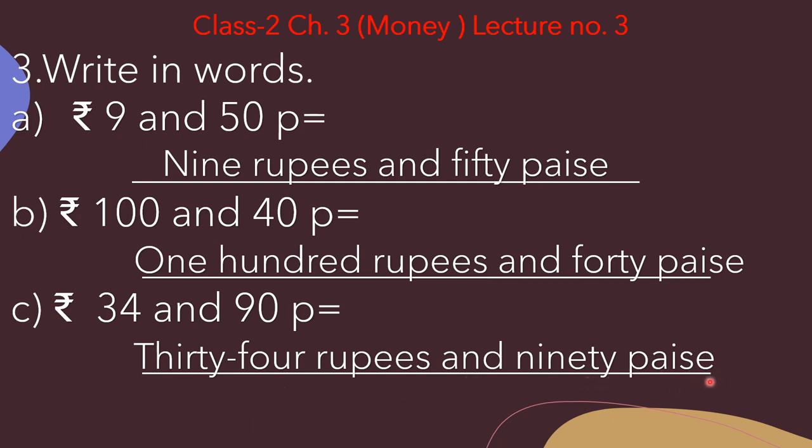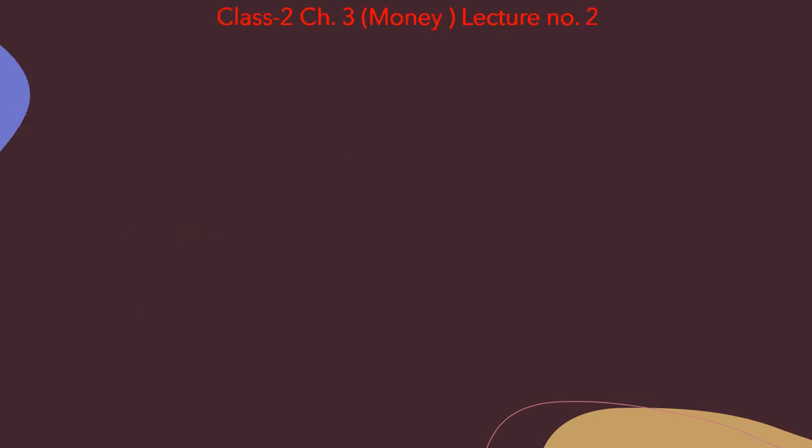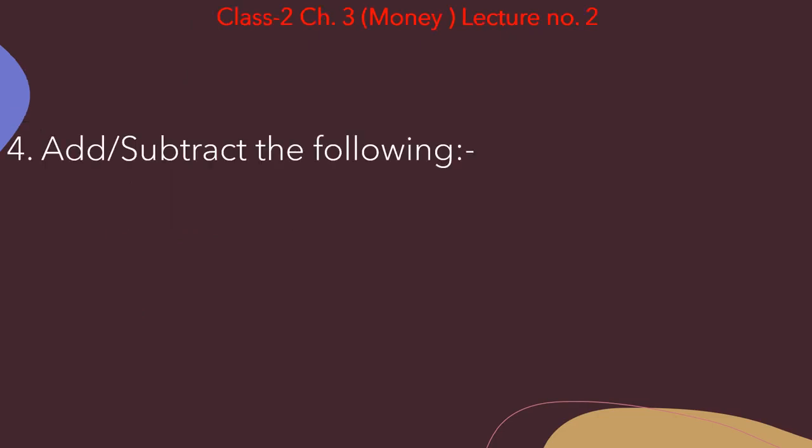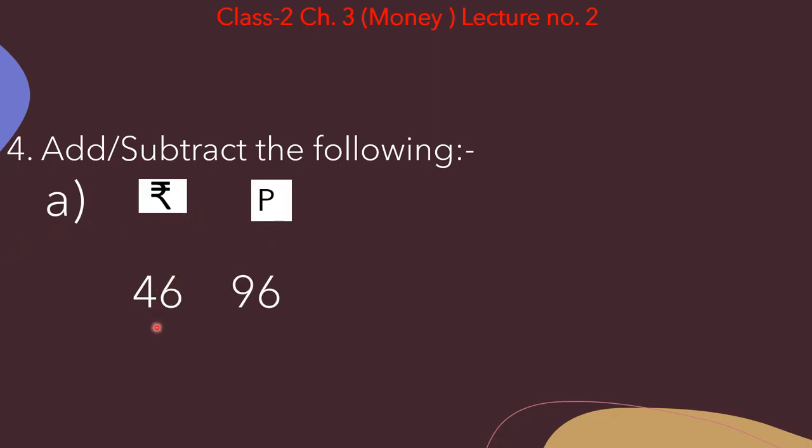So beta, when you want to write it in words, you need to learn the number names of all the numbers. Understood? Now beta, question number 4. It is given add or subtract the following. So here in A part, it is given rupees and paise. Now we have given 46 rupees 96 paise and 14 rupees 23 paise and we have to add. So let's start from our right hand side. So keep 6 in your mind and 3 on your fingers. Now we have to speak forward counting. 7, 8, 9. So here we will write 9.